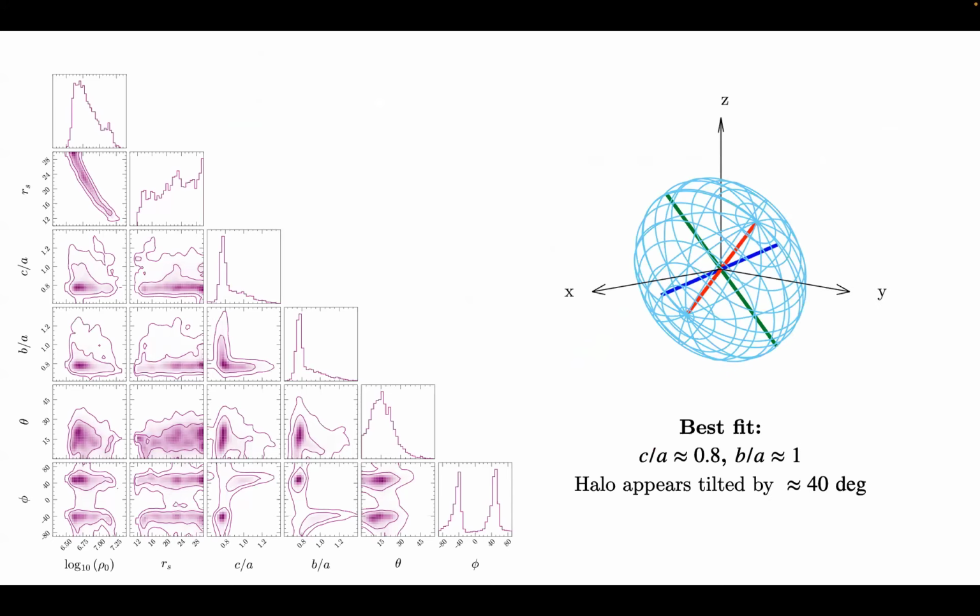But we can look at the best fit density, and it's actually quite axisymmetric if you're in the frame of the principal axes, like C over A at 0.8, but it's tilted by something like 40 degrees. So if you've been following the literature on halo shapes, which is maybe a niche thing, but as I showed you before, there's a very wide range of discrepancies on these values.